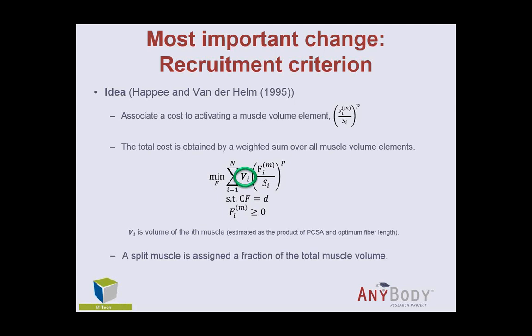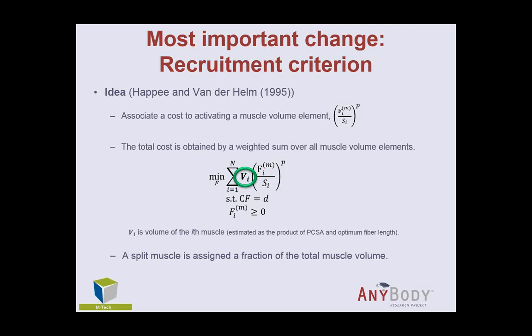So the idea is that instead of saying that it's the cost of activating a muscle, it's the cost of activating a muscle volume element that we have with this activity to a power. And then the total cost we obtain by doing a sum over all the volumes. So basically this means that we should introduce a volume weight in front of all the components in our muscle recruitment problem. The volume we try to estimate as the physiological cross-sectional area times the optimal fiber length, which was the information we had. We could also have used MRI if it had been available to estimate muscle volumes, but that was not available.